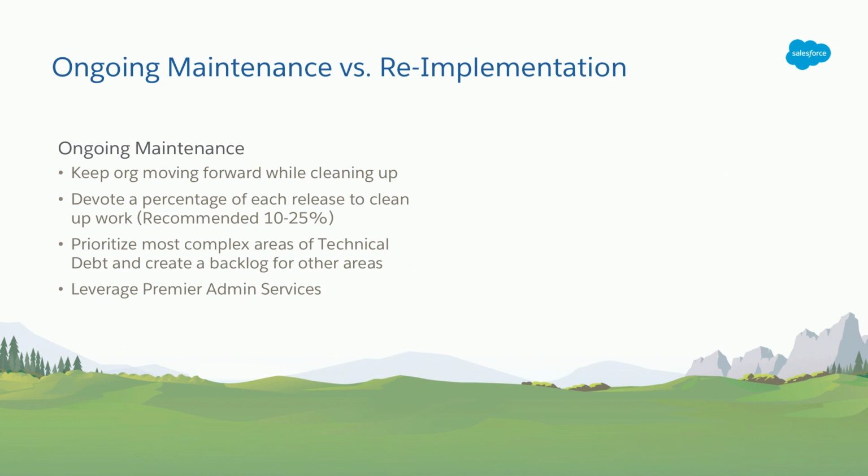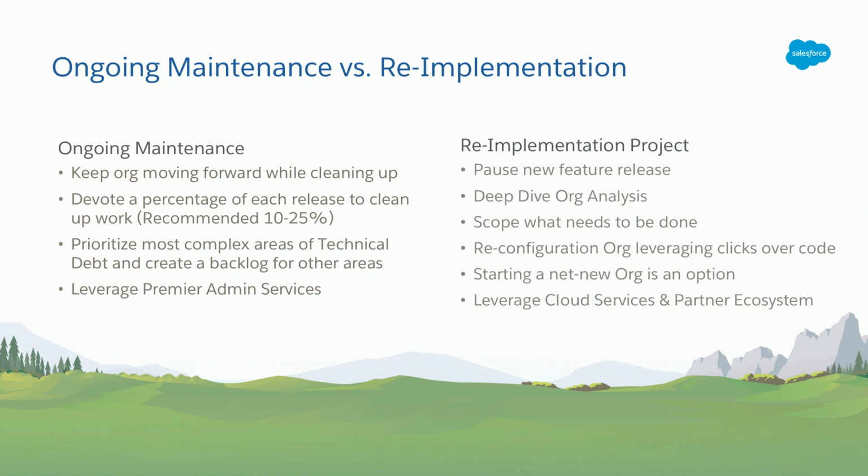but if your org is really a mess and it's very brittle and it's actually impacting adoption or impacting your ability to deploy, you might want to increase that up to 50% for a few releases and then ratchet it back down. But going forward, you should always have at least 5 to 10% set aside for cleaning up. Every release should have a little bit of cleanup in it. All right? I would prioritize the most complex areas of technical debt first, and then create a backlog for other items. So you have those backlog items, and you can easily slot them into that percentage of every release. And if you need help offloading, don't forget about those Premier Admin services for those admin tasks. All right? That's typically the preferred method, the ongoing maintenance.